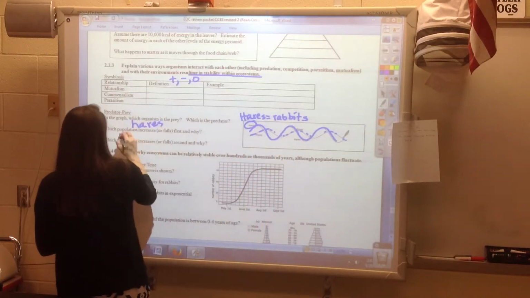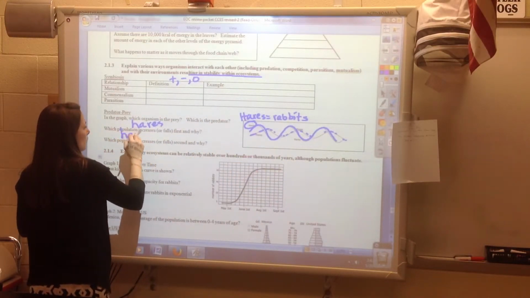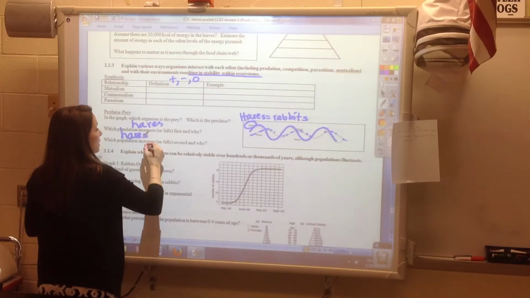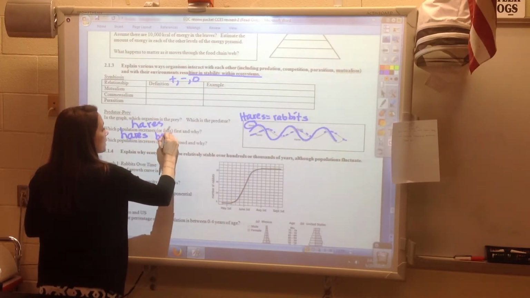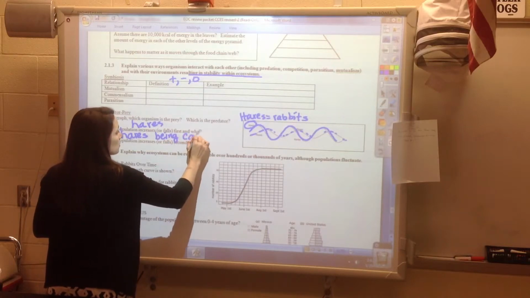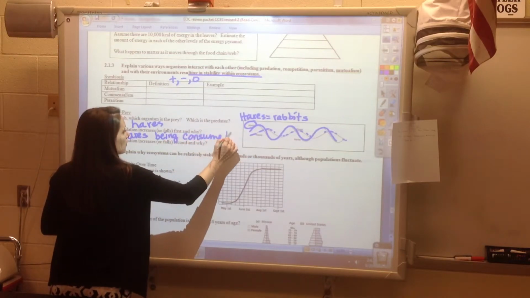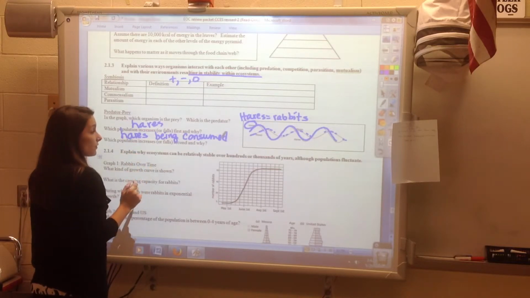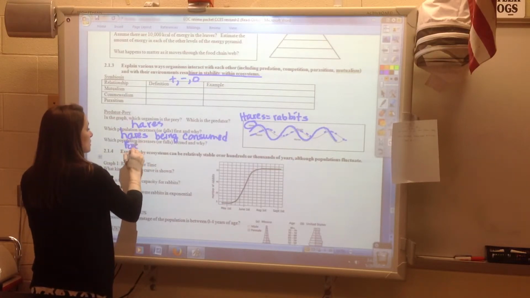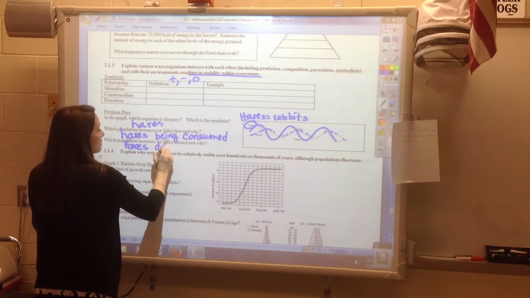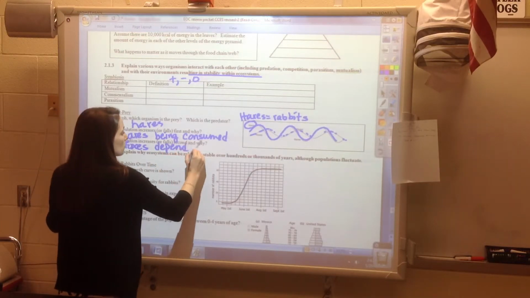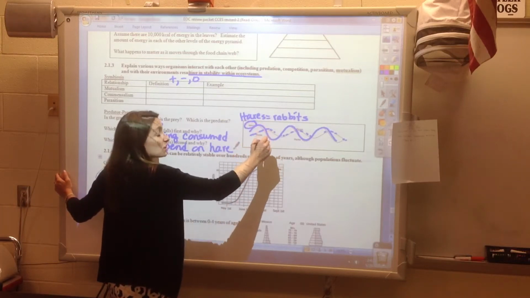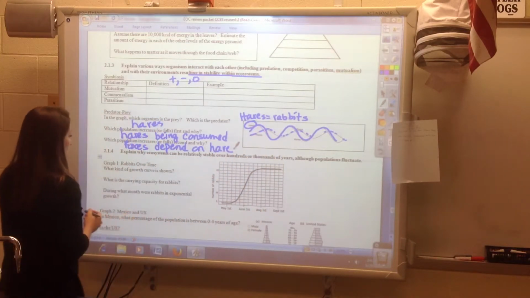And so the hares are going to increase or fall first because they are the ones being consumed. And the population that increases or falls second is the foxes because they depend on the hare. So if the hare population changes, then the fox population will change as well.